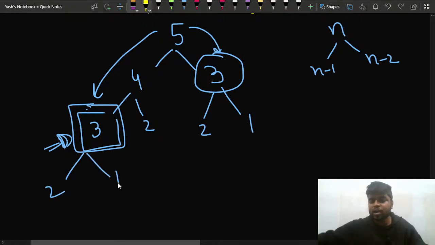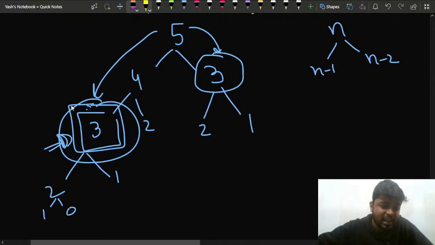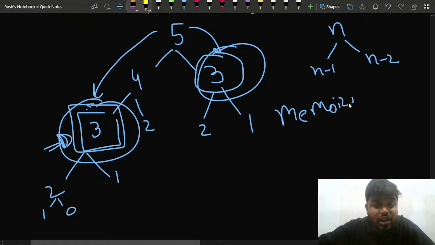So that is why, this is a Fibonacci kind of structure. If I have a state that I have already calculated, then I don't want to calculate it again. So this is why the concept of memoization comes in.